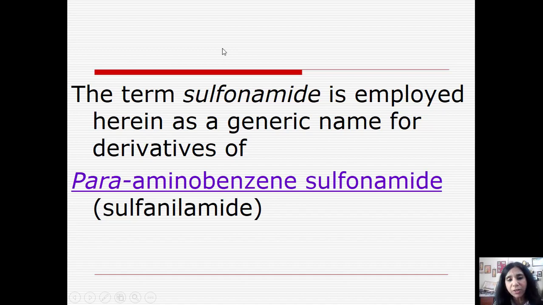Although the sulfonamides are not bactericidal in nature, they are classified as bacteriostatic. But yes, the combination of sulfonamide with trimethoprim becomes cidal. Let us go further.